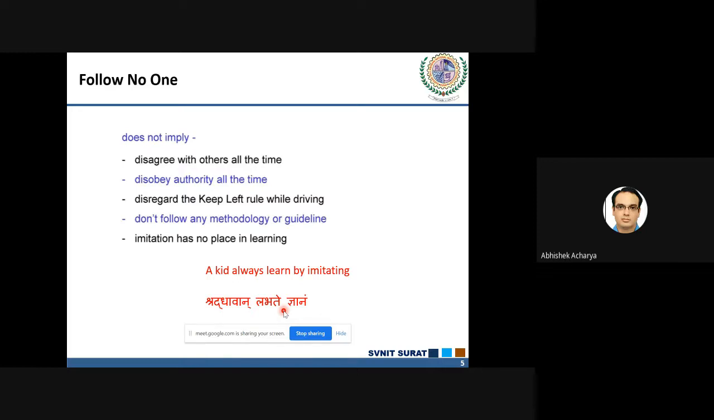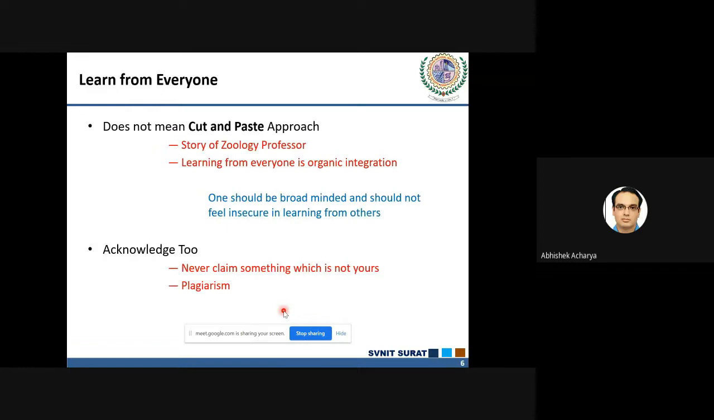I mean, you will not be able to achieve the self-actualization state or the self-transcendence state. So, Shraddhavan labdhe jnanam. We must acknowledge always. Now, learn from everyone. Again, some restriction I'll discuss over here does not mean a cut and paste approach.